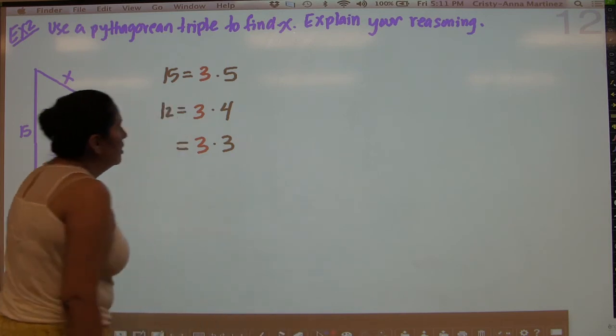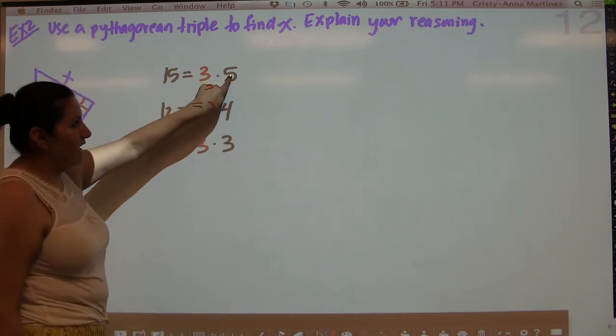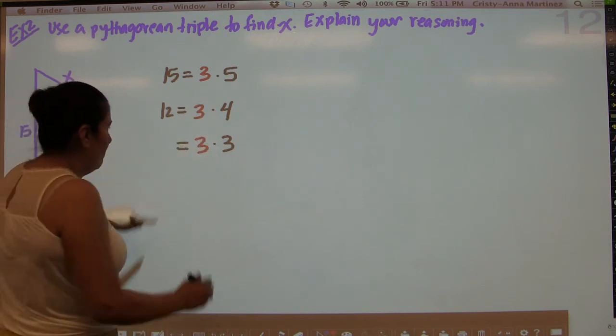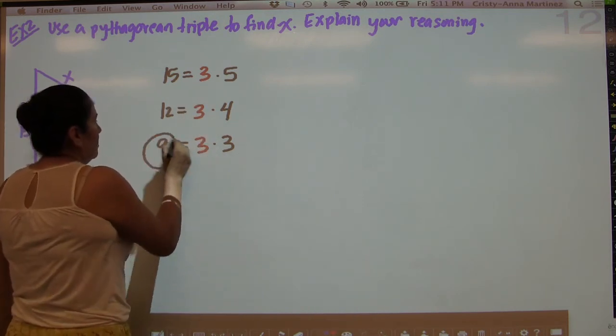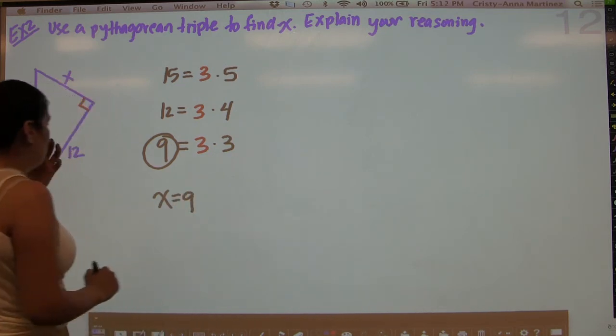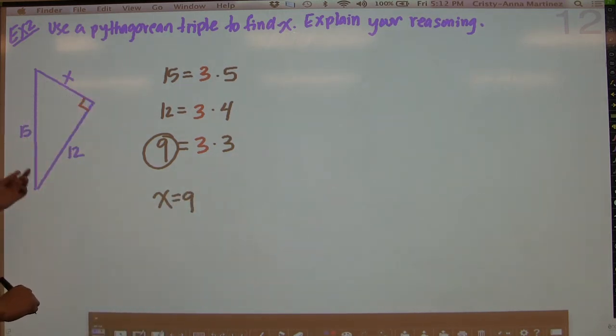Alrighty. We have a 3, 4, 5 Pythagorean triple, and this one's all being multiplied by 3, so we'll multiply the last one by 3, and that'll give us 9. So it turns out that x equals 9, and that will complete the Pythagorean triple. So now the Pythagorean triple is 9, 12, and 15. But x is equal to 9. They wanted us to find x, so x is going to equal 9.